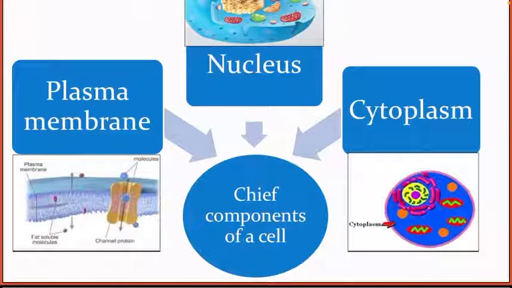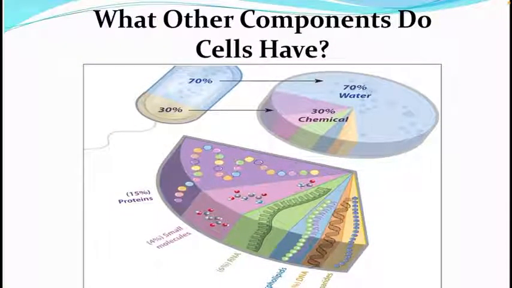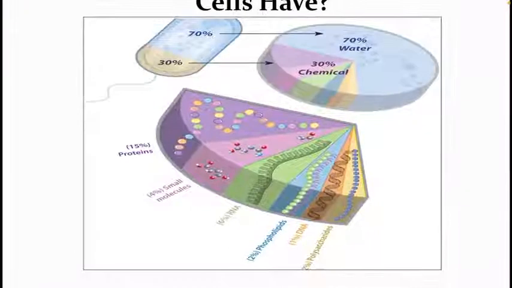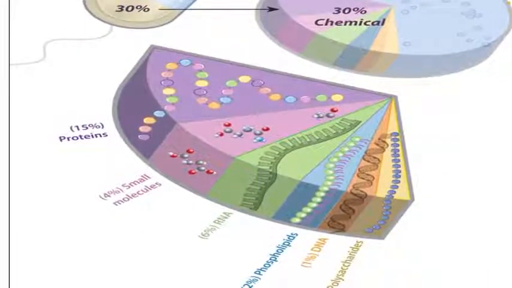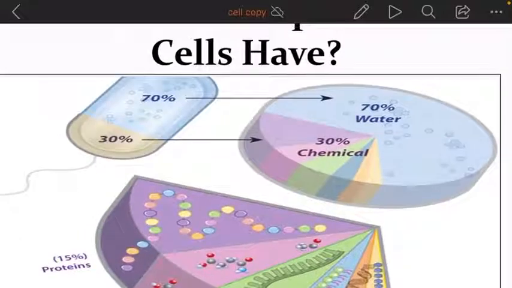Plasma membrane is the covering of the cell, which selectively helps things to come inside the cell and go outside the cell. Okay, and cytoplasm is the liquid component of the cell, which contains all the cell organelles and enzymes of the cell. Now what other components does a cell have besides the plasma membrane, nucleus and cytoplasm? So you can see over here in the diagram, it has proteins, many small molecules, RNA, phospholipids, DNA, polysaccharides, etc.